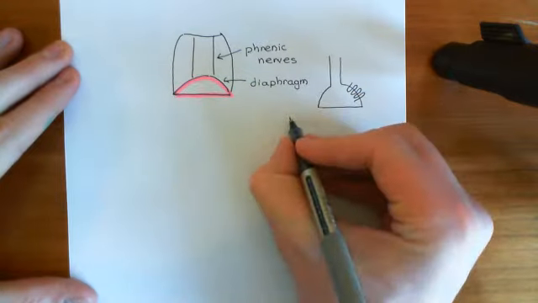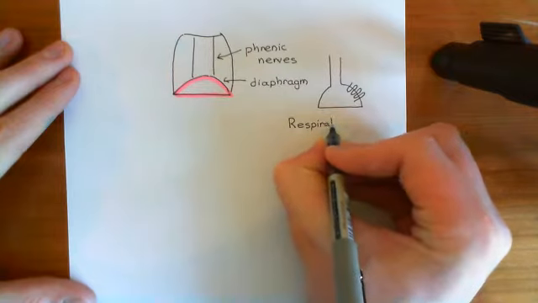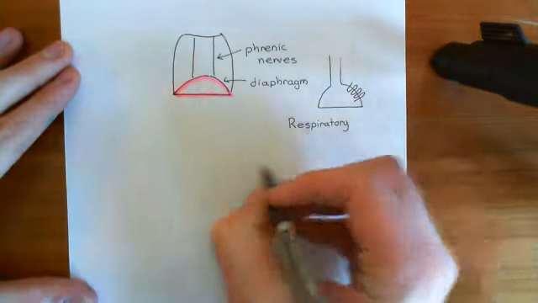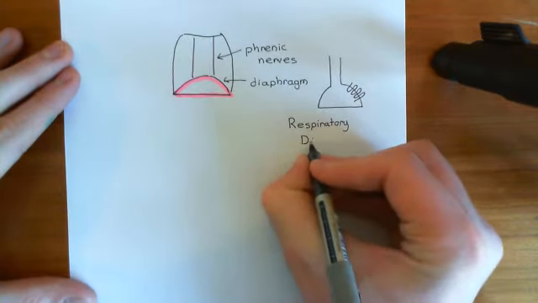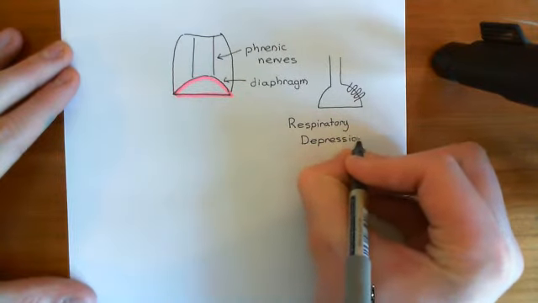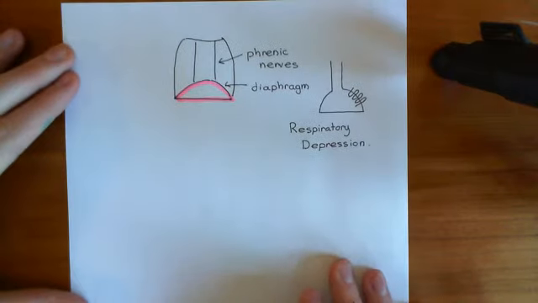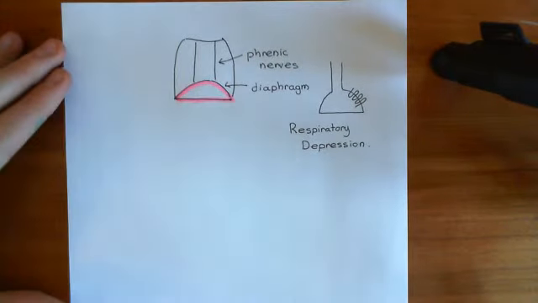And that's known as respiratory depression. And that's often what kills people when they take opioid overdoses, because they literally stop breathing. Right. So this is the dangerous part of these drugs. Now, how do we treat opioid overdose?